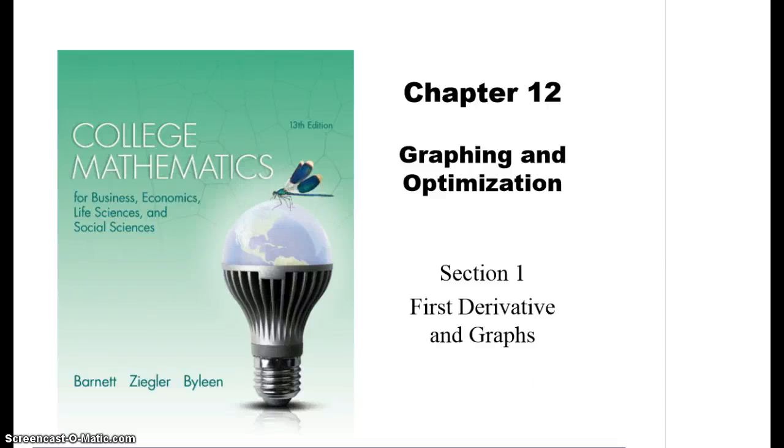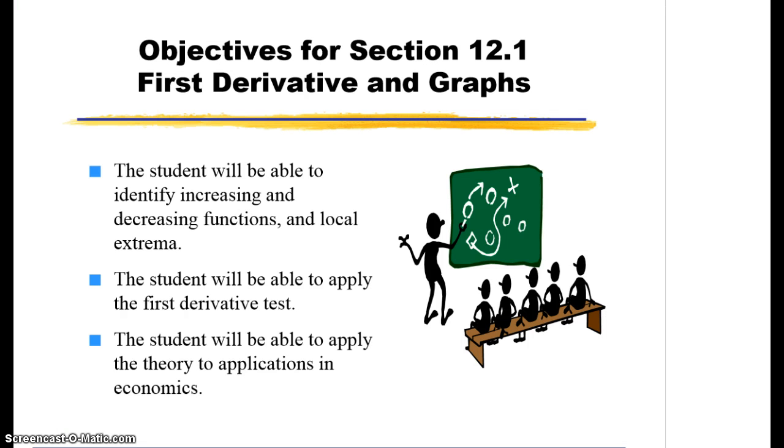Okay, we're looking at chapter 12 of Barnett's book, and we're in section 1, which talks about first derivatives and graphs. And the goals for this section are simple. We want to be able to identify increasing and decreasing functions, as well as local extrema.